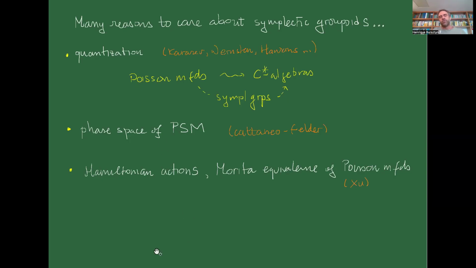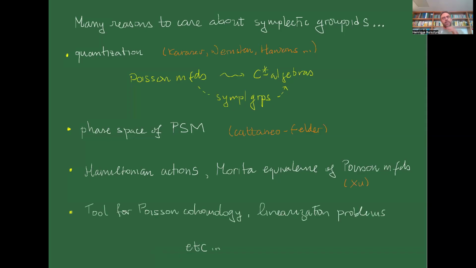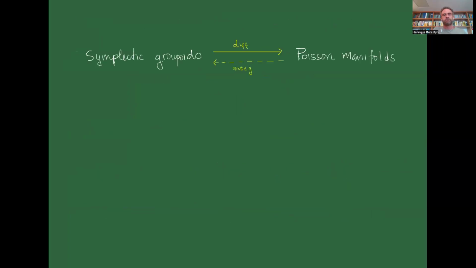And they give a way to vastly generalize the theory of Hamiltonian actions, where now, instead of Lie groups acting, you have symplectic groupoids acting. So this notion of Morita equivalence can be adapted to Poisson manifolds and turns out to be very important. And in recent years, symplectic groupoids really became an indispensable tool for results in Poisson geometry, like calculation of Poisson cohomology, for example, or showing that certain Poisson cohomologies vanish, and in this way proving certain linearization results about Poisson structures. So they turned out to be very, very useful.